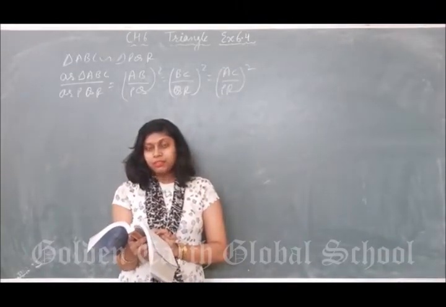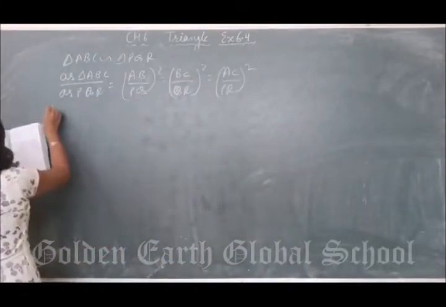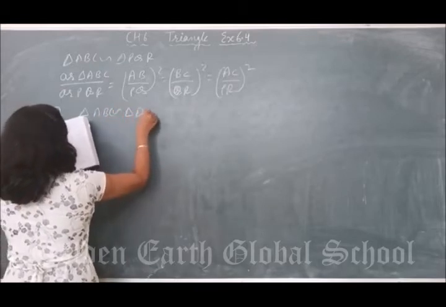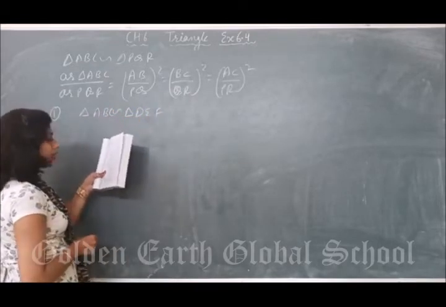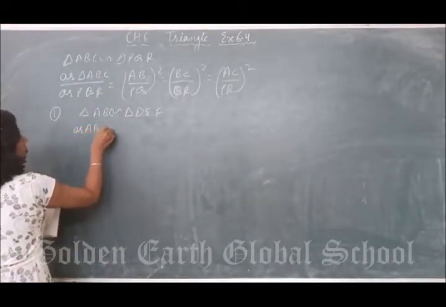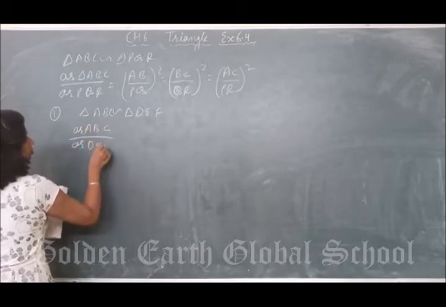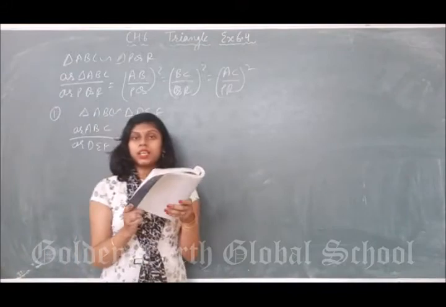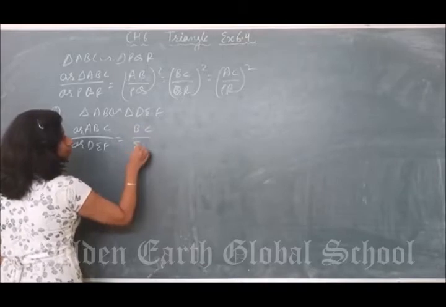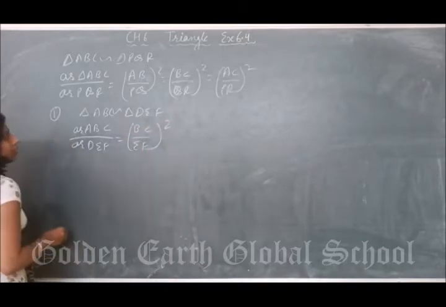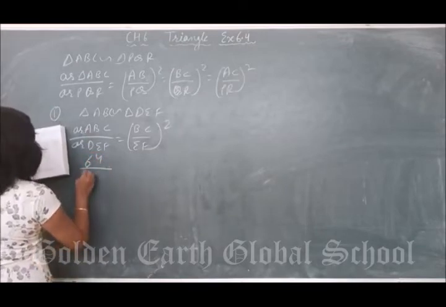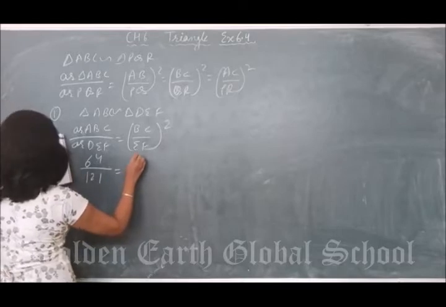Let ABC and DEF are similar. Areas are given, 64 and 121. So we will apply this result. Area of ABC upon area of DEF is equal to, which two sides will we consider? EF and BC, squared. ABC is 64, DEF is 121, BC we have to find.